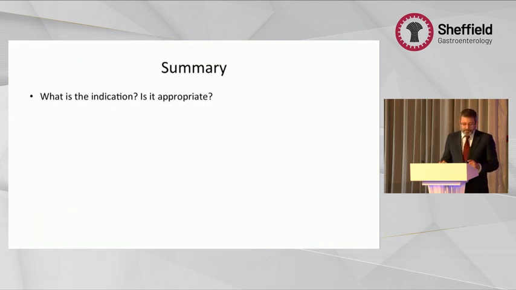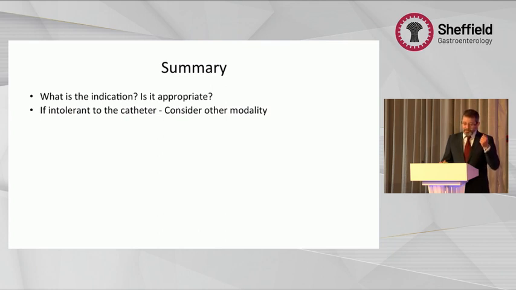So in summary, ladies and gentlemen, when referring for physiology, we need to interpret what is the indication. Is this test appropriate? If the patient has vomiting as a primary disorder, do not refer. If the patient has epigastric symptoms, do not refer. The patient should have symptoms that are esophageal: dysphagia, chest pain, regurgitation, etc. If the patient is intolerant to the catheter, please consider another modality. Try and don't provide a major motor disorder diagnosis based on a patient who was not tolerating a catheter.